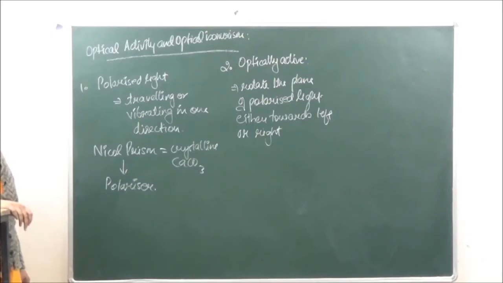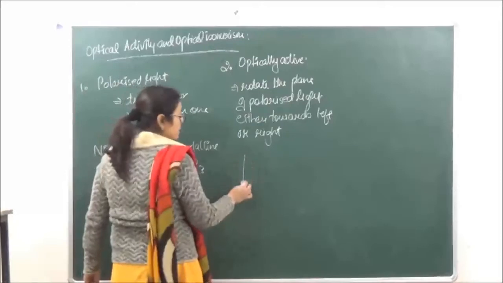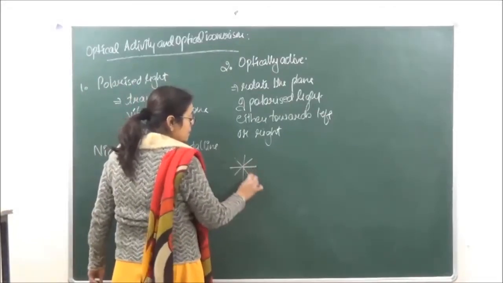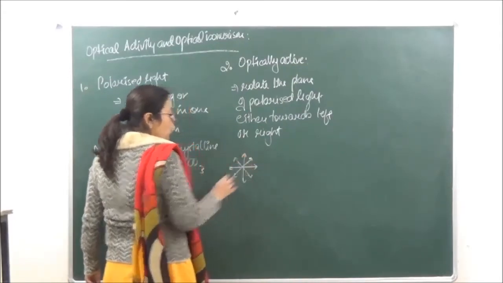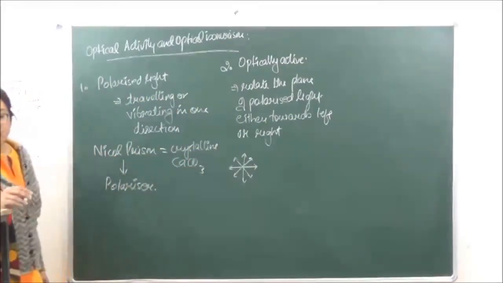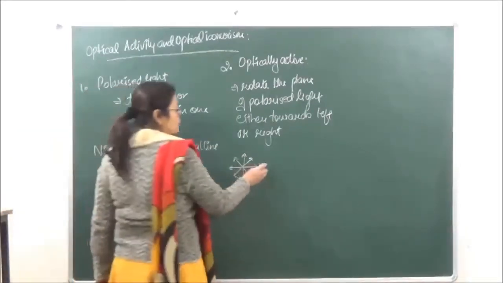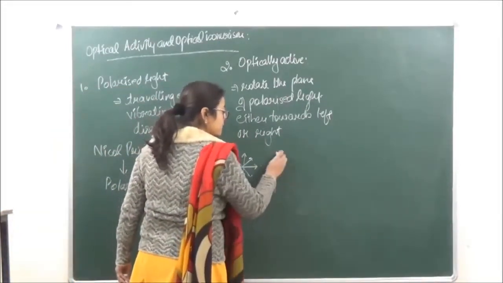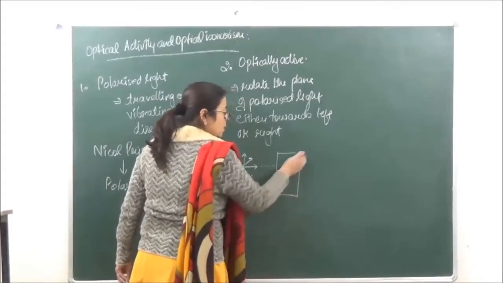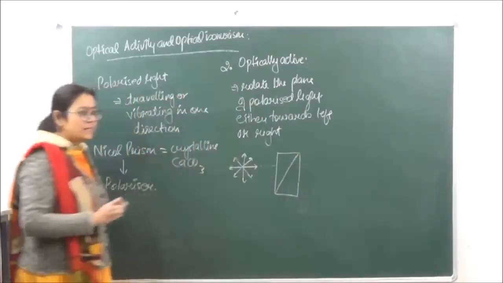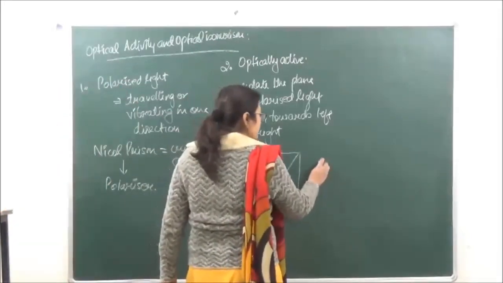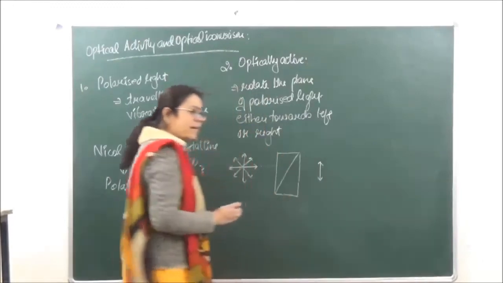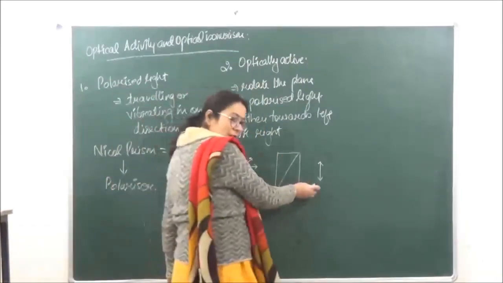Is it clear? So over here, let's try to explain it with the help of a diagram. This is any source of light which is vibrating in all different directions. We are passing this through a Nicol prism. This is known as the polarizer. When it is passed through this, it is going to vibrate only in one direction. So this is polarized light.